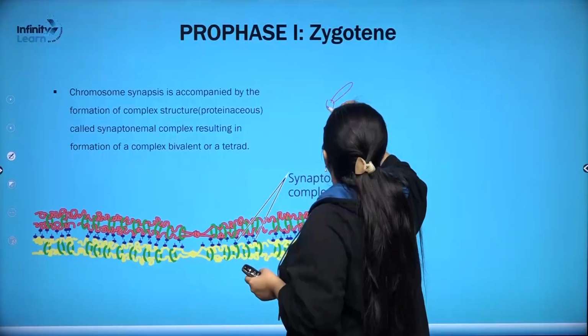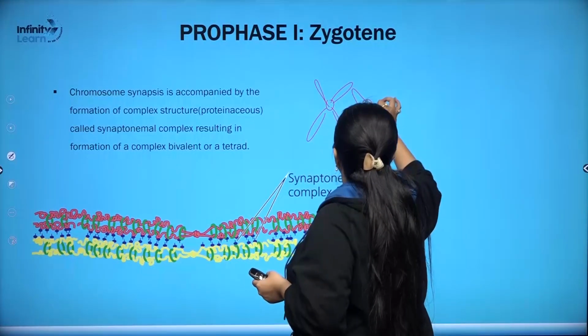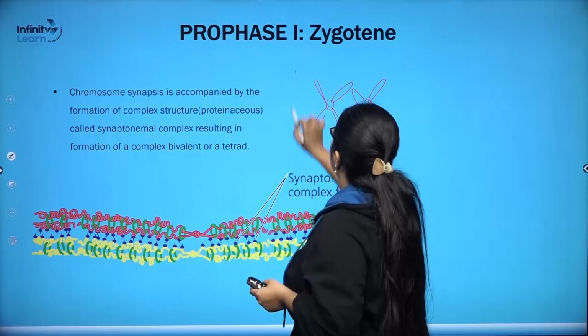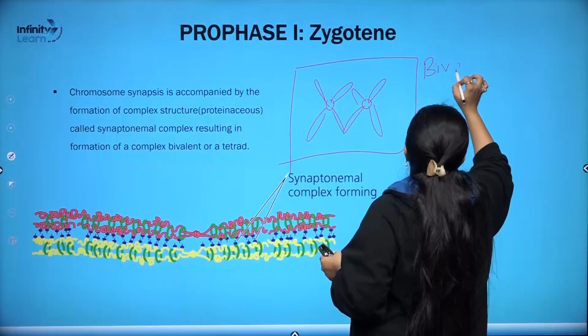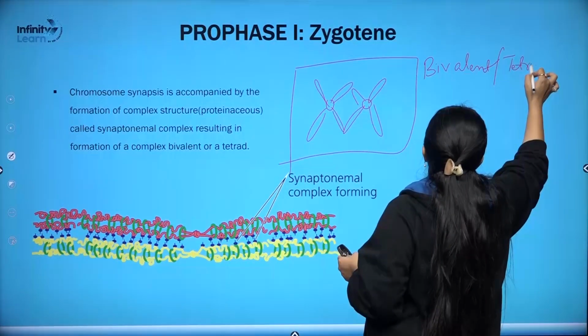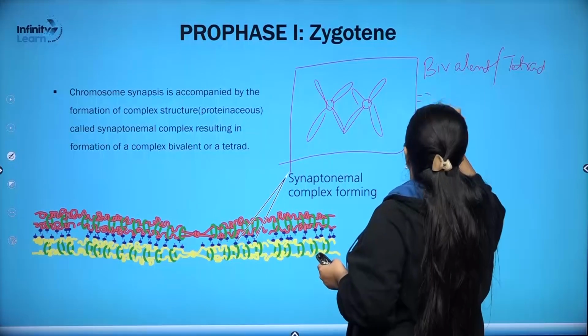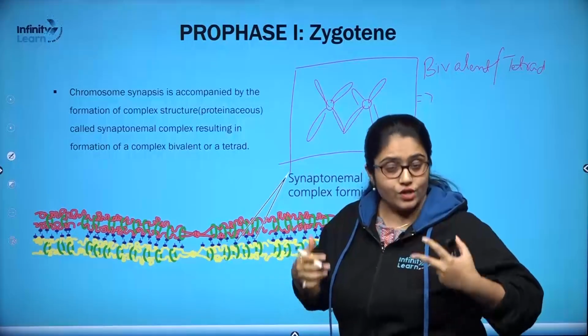तो ये है आपका एक bivalent और tetrad. This is what I will say is a bivalent or a tetrad. तो bivalent या फिर tetrad है ये, bivalent, or you can also say it is a tetrad. So this bivalent or tetrad is actually a pair of synapsed homologous chromosomes.